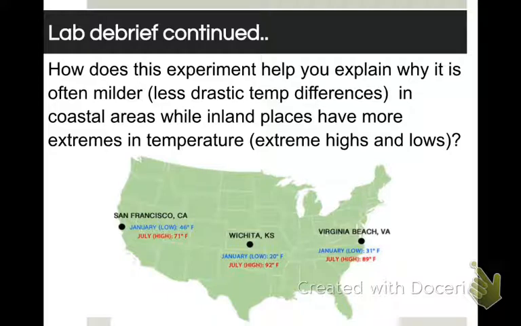Okay, so how does knowing that the land heats faster than the water help you explain why it's often milder? Milder simply meaning less dramatic temperature differences in coastal areas, while inland places have more extreme differences in temperature, so very big highs and lows. The places that we're looking at are San Francisco, California, over here, and then Wichita, Kansas, which is going to be in the middle. So looking at this picture, I'm going to let y'all pause the video and discuss why San Francisco is going to have mild temperatures while Wichita, Kansas has very extreme temperatures.